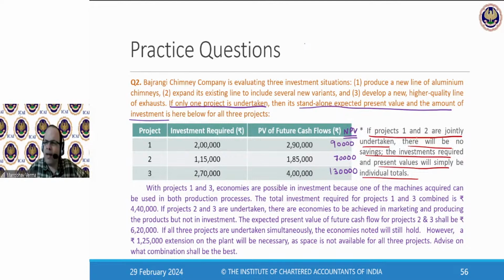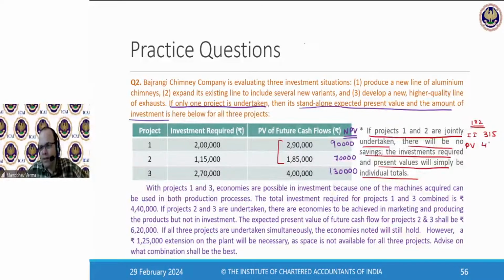So if I take projects 1 and 2 together, what is my initial investment? 315. And what is the present value of the cash inflows? 290 plus 185. What is that?